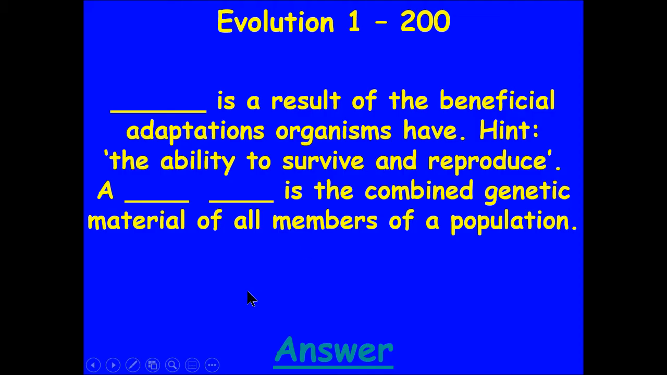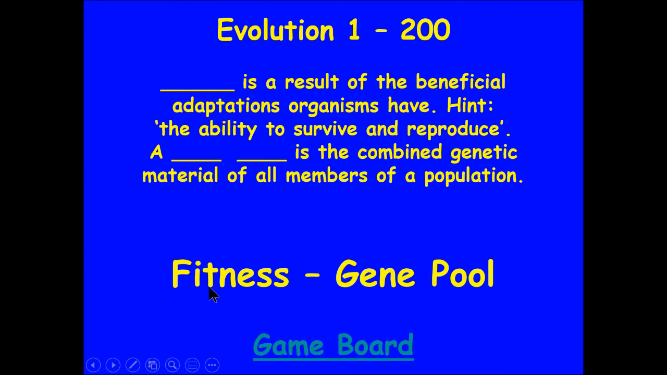Blank is a result of the beneficial adaptations organisms have. Hint, it's the ability to survive and reproduce. A blank blank is the combined genetic material of all members of a population. Answers coming in 5, 4, 3, 2, and 1. All right, so fitness is the ability to survive and reproduce, and a gene pool is all the genetic material of the members of a population.